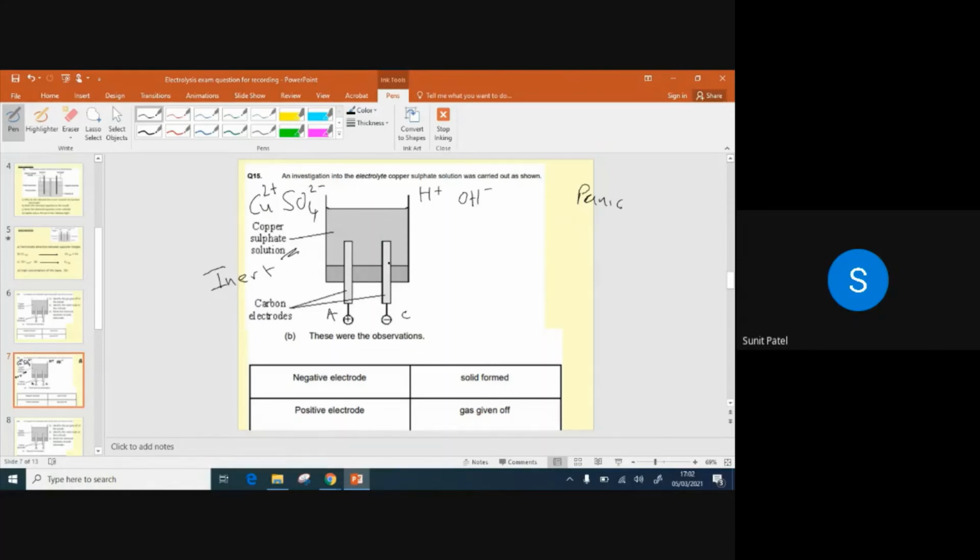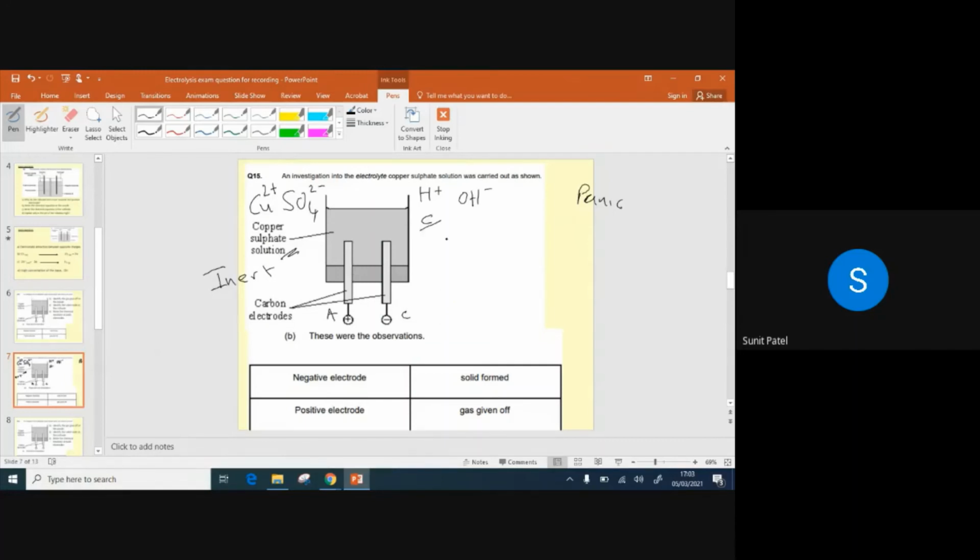I flick the switch, and I get something being formed at the negative electrode, so that's the cathode, of course. I get a solid formed. So the solid of what? Now we've got copper 2+ as a metal here. That's going to migrate, or be attracted, to the cathode because it's negative. We're going to have a chemical reaction going on there. So let's write it here.